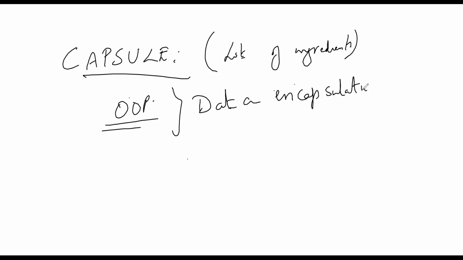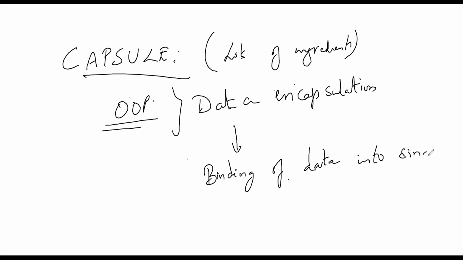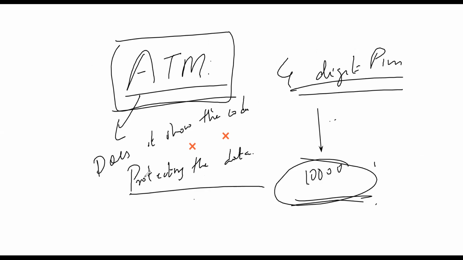This is nothing but the binding of data into a single unit, just like a capsule. Binding of data into a single unit. This is called what? Data encapsulation. Binding of data into a single unit is called what? Data encapsulation. And the ATM thing, protecting the data. This is called as what?